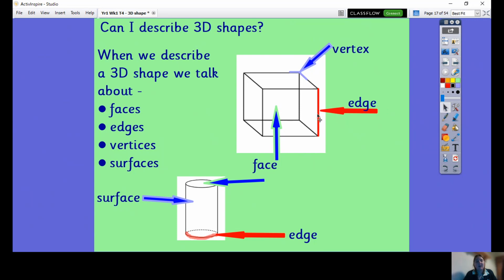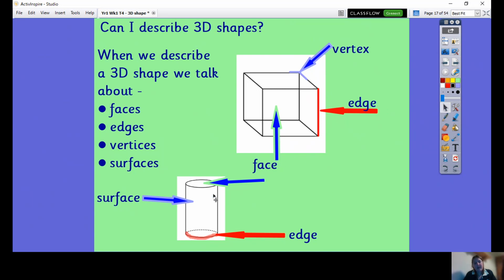Here is an edge. We don't talk about sides in 3D shapes, we talk about edges. So down here is an edge. And then a face. This is the face. That's the flat part of the shape. We've got a cylinder here. This is the face of it here. The edge is around here. This has got a curved edge, whereas a cube here has got a straight edge.